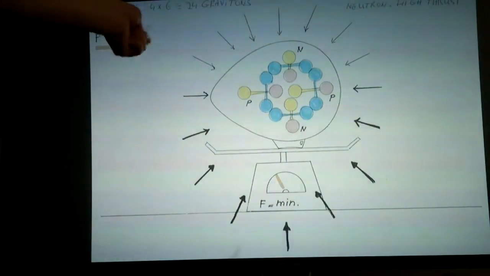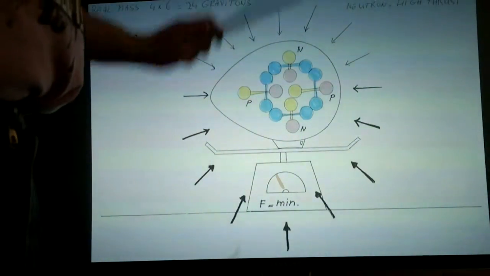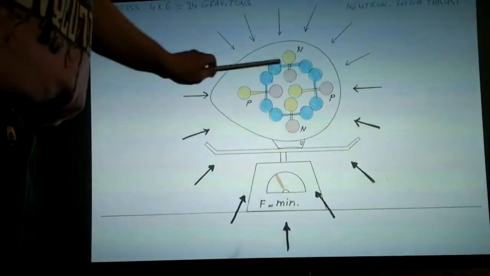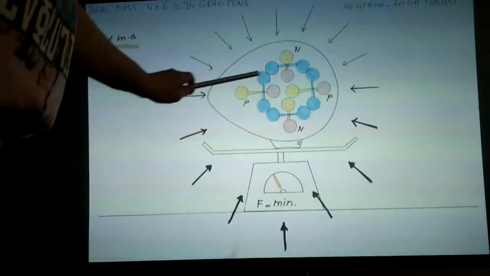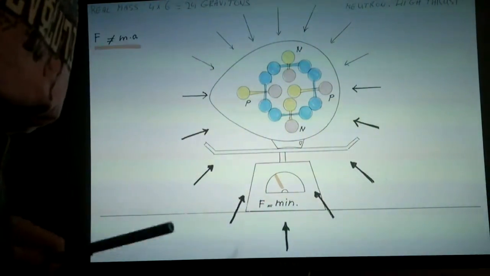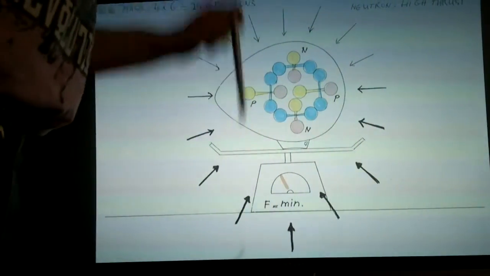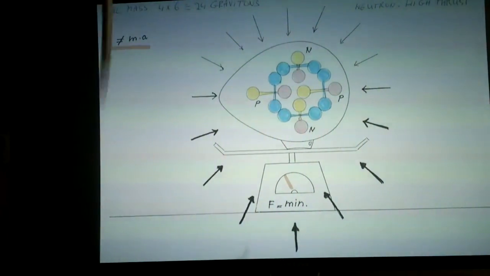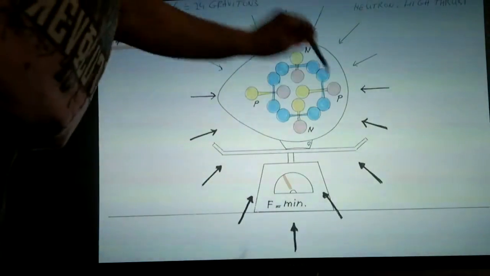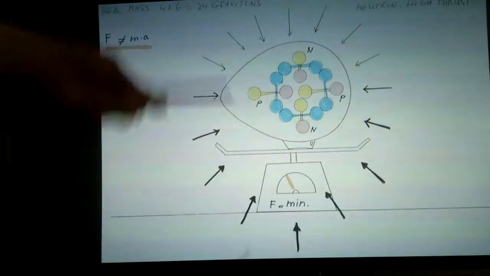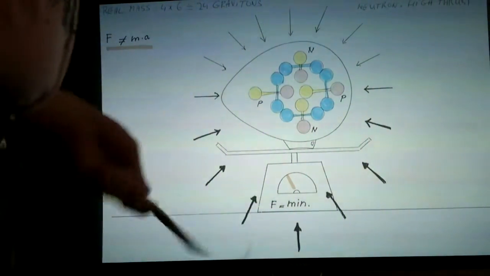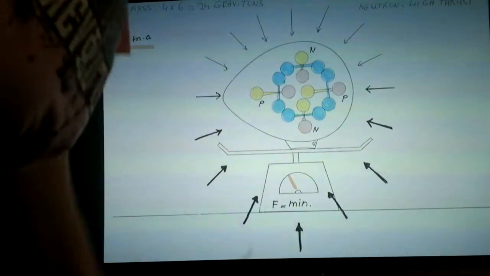The real mass, of course, is 4 times 6 is 24 gravitons. This is 6 gravitons, 6 gravitons, 6 gravitons, 6 gravitons. Your real mass is 24 gravitons. Your real mass in star drive never changes. It always stays the same. You only count your gravitons to the mass. Real mass in star drive never changes. But Newton's mass does change, and that's wrong.